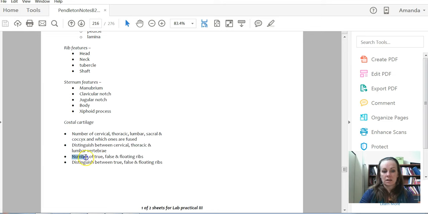And then the same thing here for the ribs. You need to know the numbers of each of these ribs and distinguish between the types of ribs. So don't forget these bullet points. I have a lot of students that have asked me that in the past and may have just missed those. So make sure you look for them.